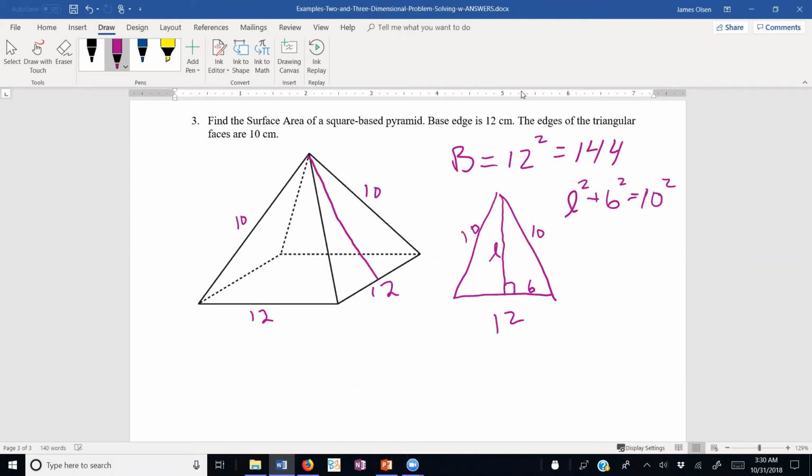L squared plus 6 squared, or L squared plus 36 equals 100. Subtract 36 from both sides. I don't think I'm going to show all the steps here to save room on my paper. L squared equals 64. So the slant height is 8. Now, of course, in some cases it's going to be a square root, but this one comes out even. So now we're ready to find the surface area.